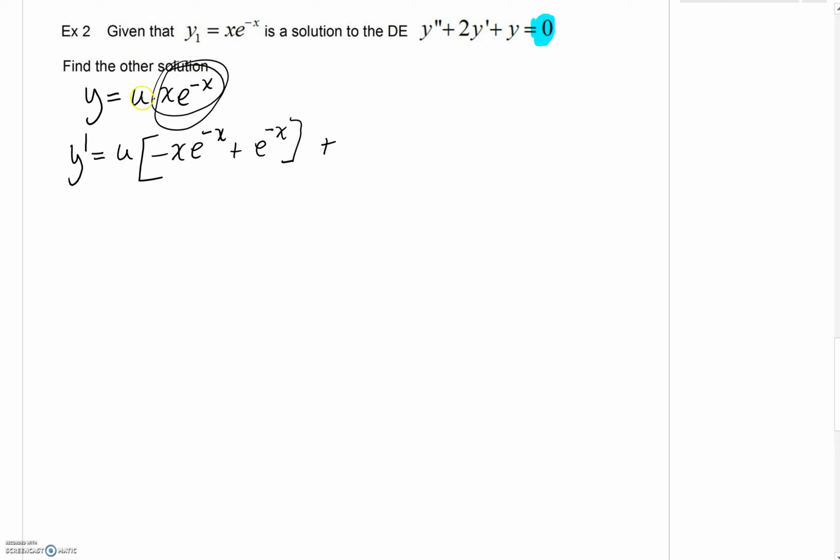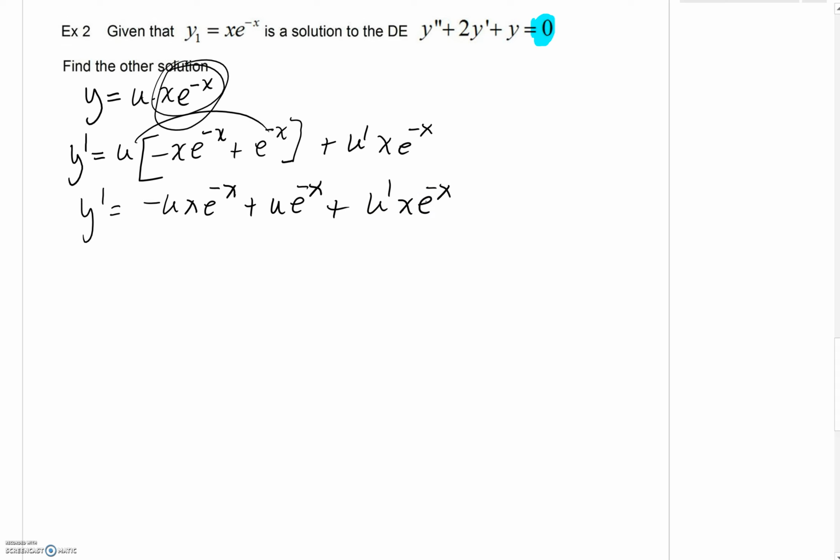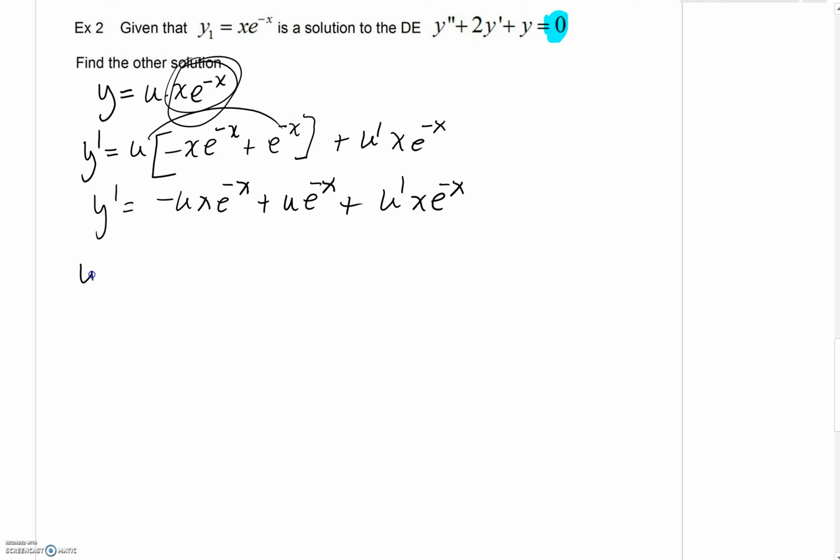Now we have to take the derivative of our first part, which is u prime. So that's u prime times x e to the negative x. Let's do some distributing. And we'd have a negative u x e to the negative x plus distribute over here u e to the negative x plus u prime x e to the negative x. And right now we need to take a second derivative. As we take that second derivative, here we go. I think you can see what's about to happen.